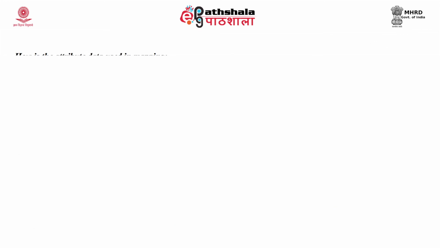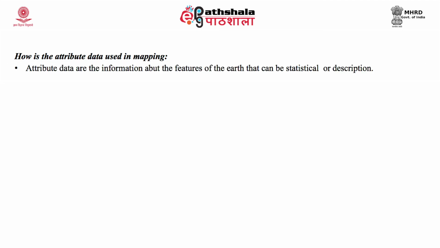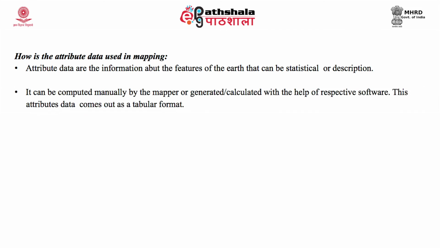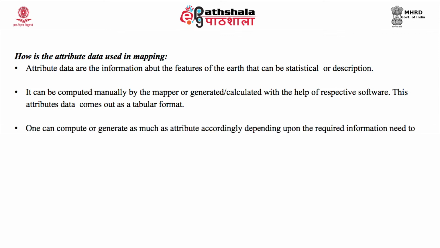Students, now let us look into how the attribute data is used in mapping. Attribute data are the information about the features of the earth that can be statistical or descriptive. It can be computed manually by the mapper or calculated with the help of respective software. This attribute data comes out in a tabular format. One can compute or generate as many attributes as required, depending upon the information the mapper needs to show.